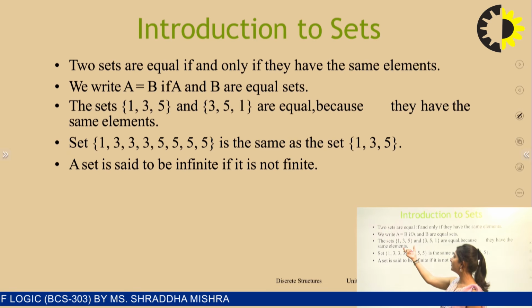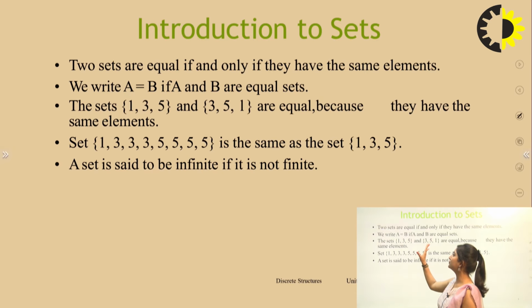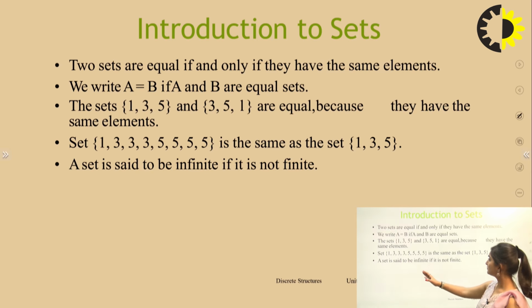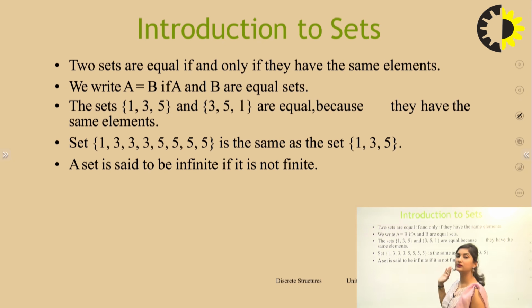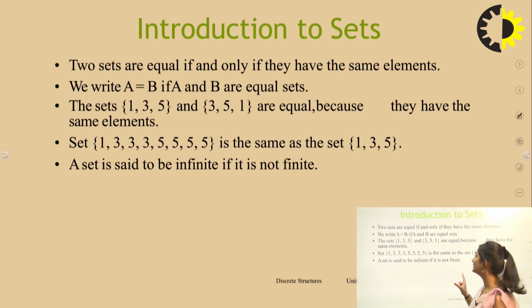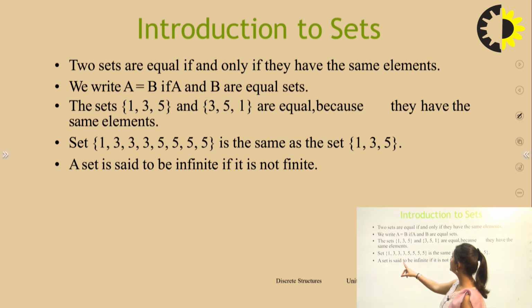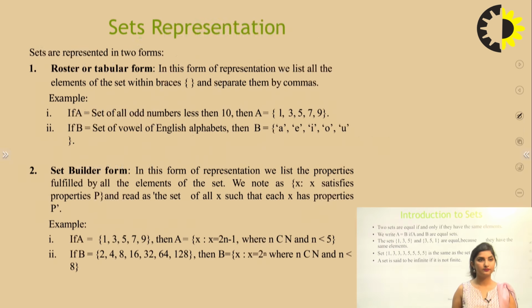So here also we have 3 elements, here also we have 3 elements, but the order is different. So they are equal. Now here, if you see, this set is the same as the set 135, but the frequency of element is different, so that is equivalent, but that's not equal. A set is said to be infinite if it is not finite.